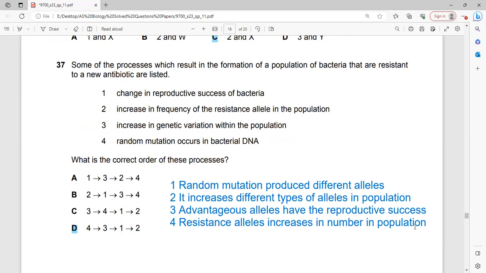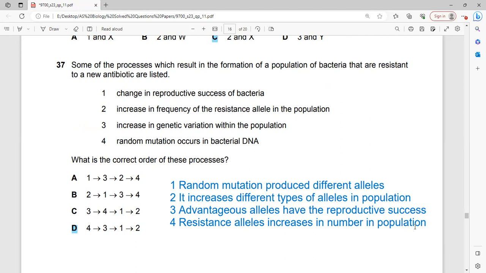Some of the processes which result in the formation of a population of bacteria that has resistance to the new antibiotic are listed. So what is the process? How do the bacteria get resistance to the specific type of antibiotic? So we need to arrange them in a sequence. This sequence is given: first, we have a random mutation, which produces different types of alleles.